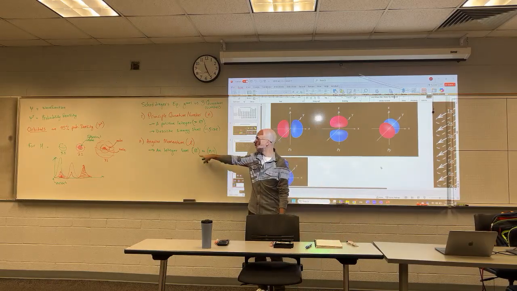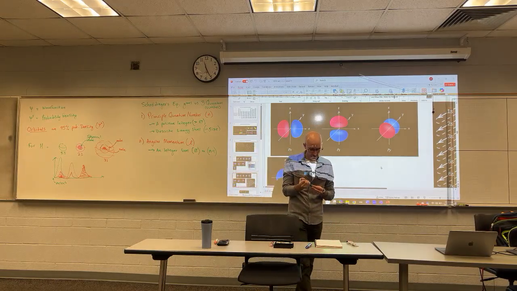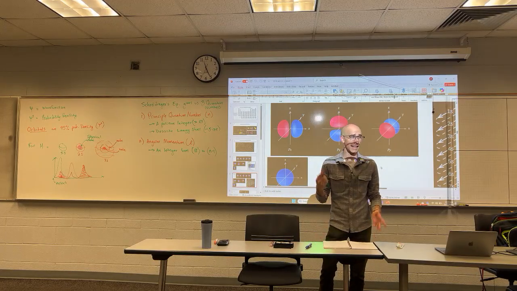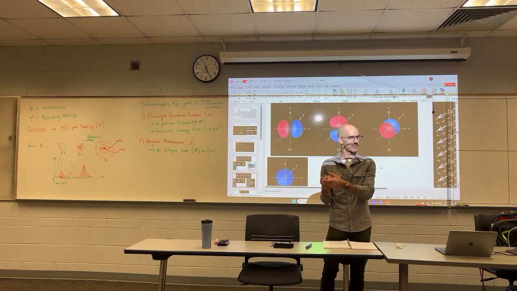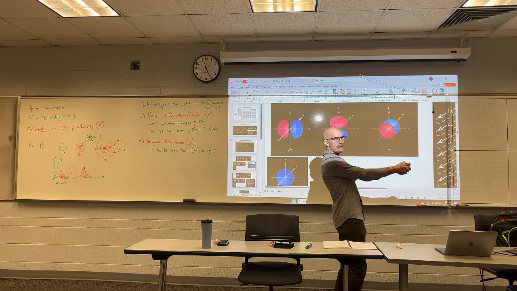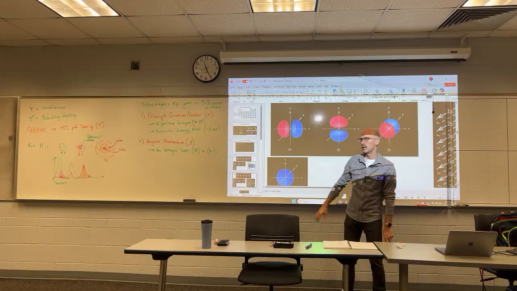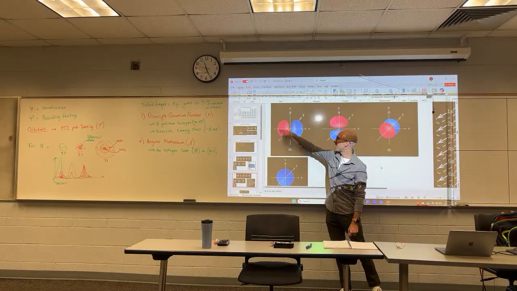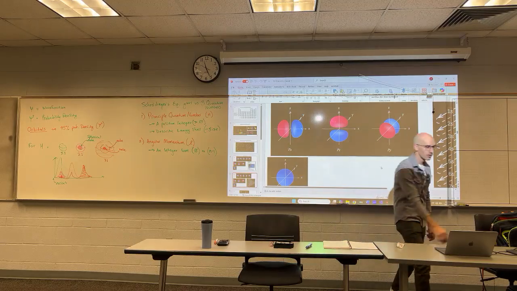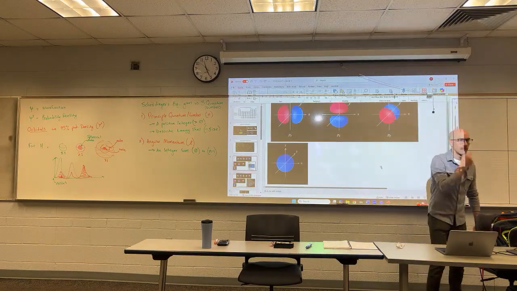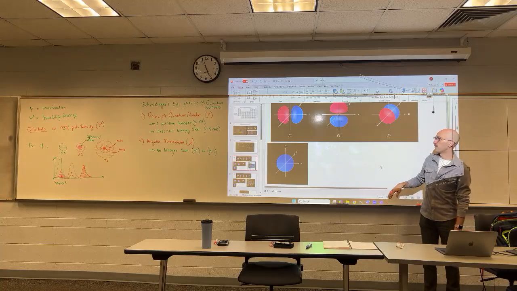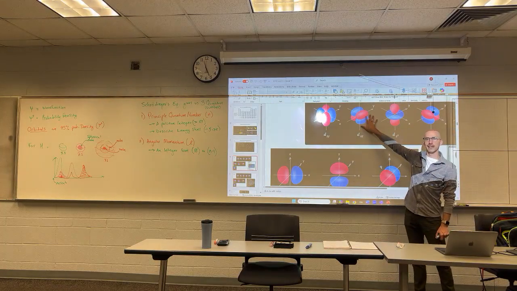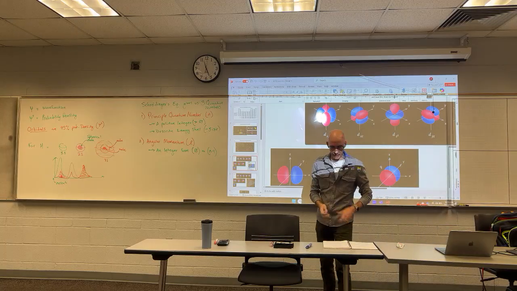l equals 0 means that we have no angular momentum. And that's actually spherical, which feels weird because you probably are thinking of angular momentum as being swung around. But things that are just spherical have no angular momentum. These things that have different lobes, those have angular momentum, different levels of angular momentum. This has one level, l equals 1, and this has 2 levels. We're going to come back and name those more.